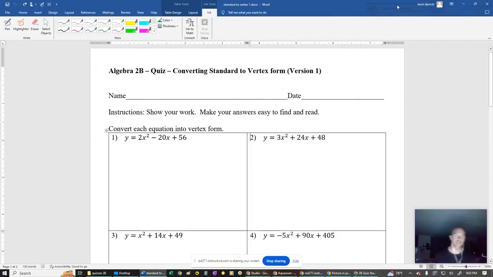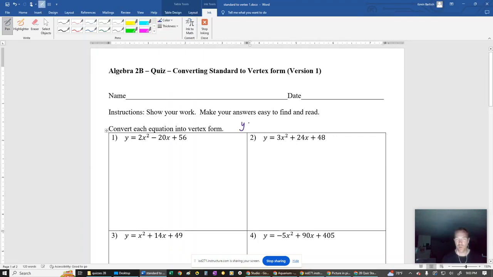All right, so here we go. Algebra 2B, working on the quiz, changing from standard form to vertex form for our quadratic equations. And in this video, I'm going to do the even problems, 2, 4, and 6. And I'm going to use completing the square.